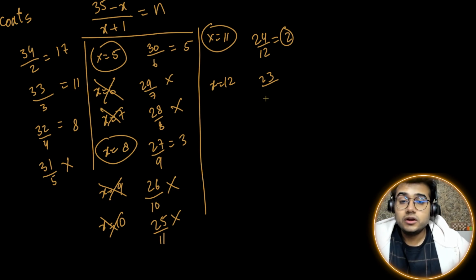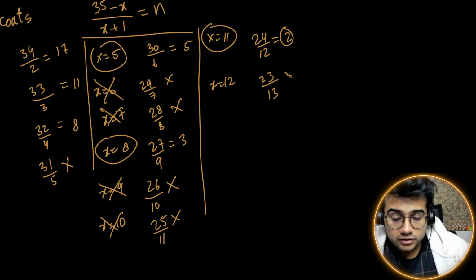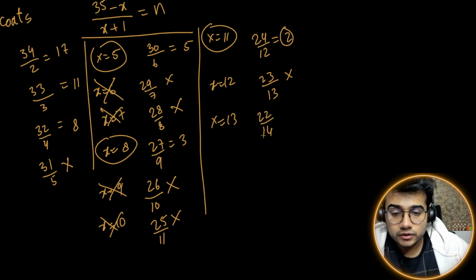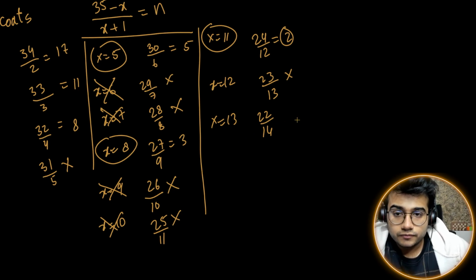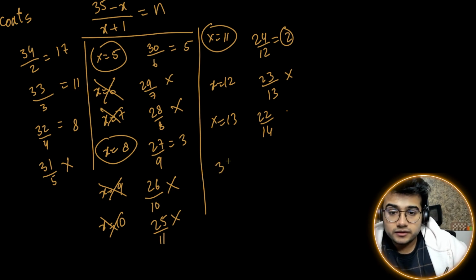23 over 13, again, not a whole number. Okay, what about x equals 13? That will be 22 over 14. Again, not gonna work. Now all the values that we get beyond x equals 13 are gonna be less than 2. Can it be 1? As soon as it's below 2, the only other option is 1. So let's see if we can find a value of x for which it is 1.